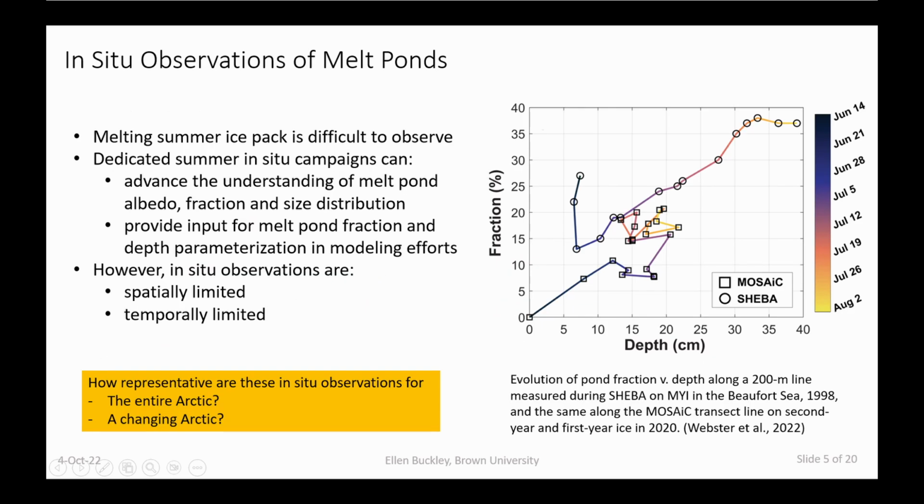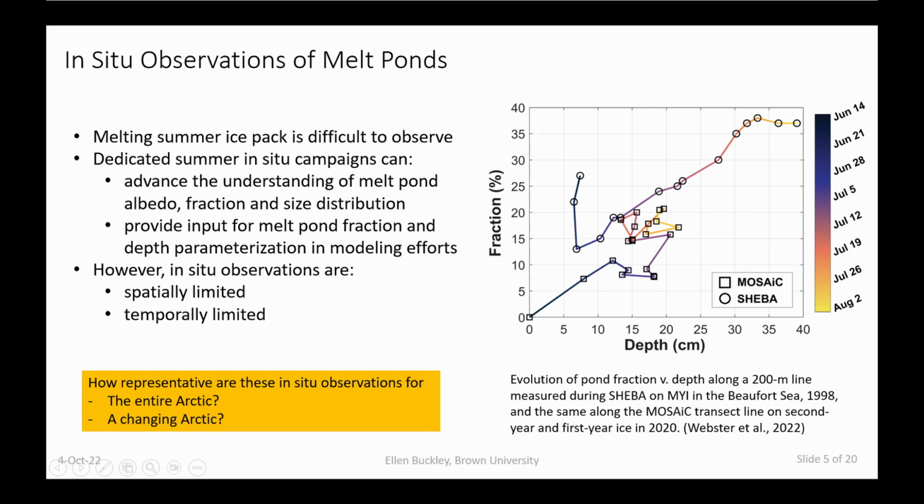Right, so how do we study melt ponds? A lot of our information comes from these in situ studies. So SHEBA in 1998, a drifting ice campaign, looked at different melt pond properties along a 200-meter albedo line: melt pond fraction, melt pond depth. And on the right-hand side, this is a figure from a recent paper by Melinda Webster and others here. SHEBA is in these circles here, and then the MOSAiC observations are in the squares.